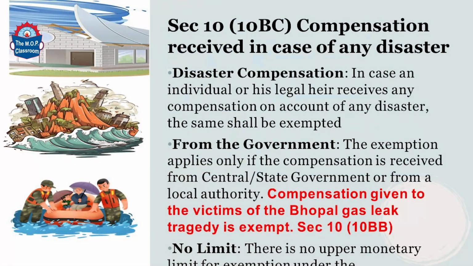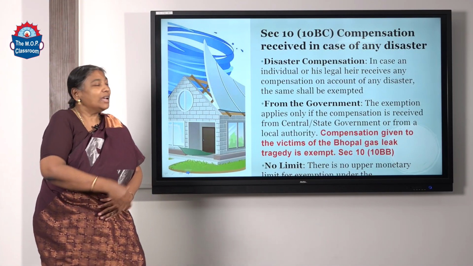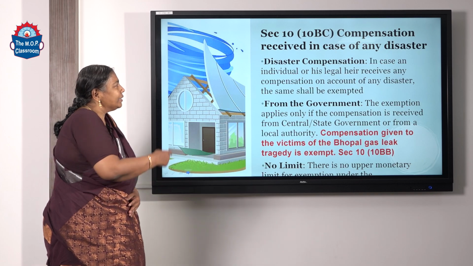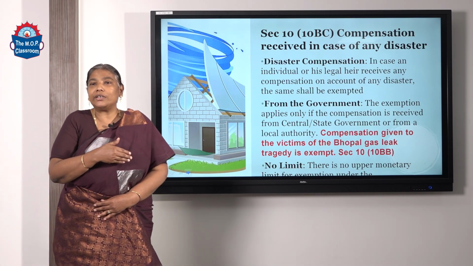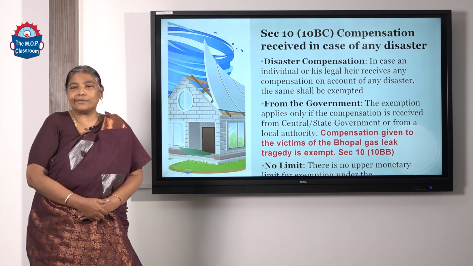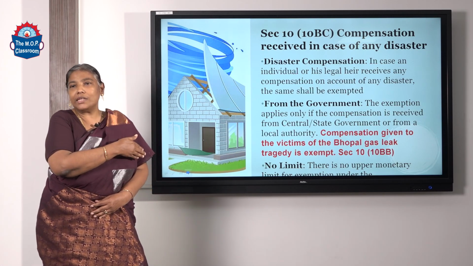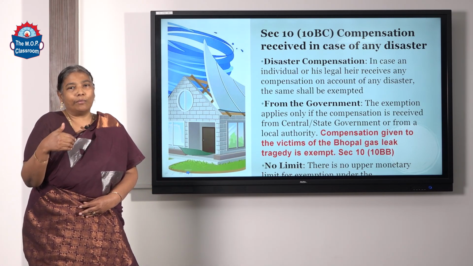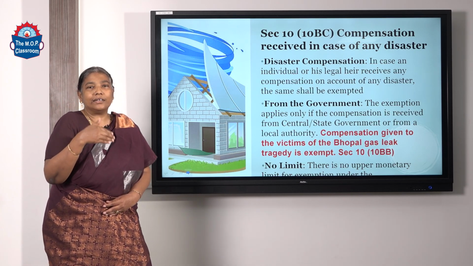So we have covered two items, and we have also included one more item, about a member in the HUF. Now move on to the next one, Section 10(10BC). Before we get into that, this section emerged because of a major disaster, the Bhopal gas leak disaster. The survivors and victims of this disaster are receiving compensation, and the compensation received by those victims is exempted under the Income Tax Act.